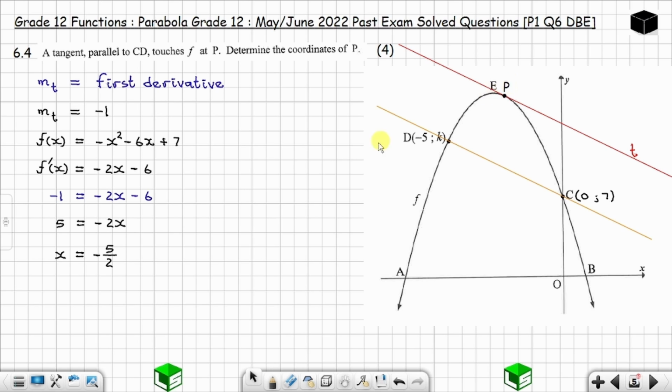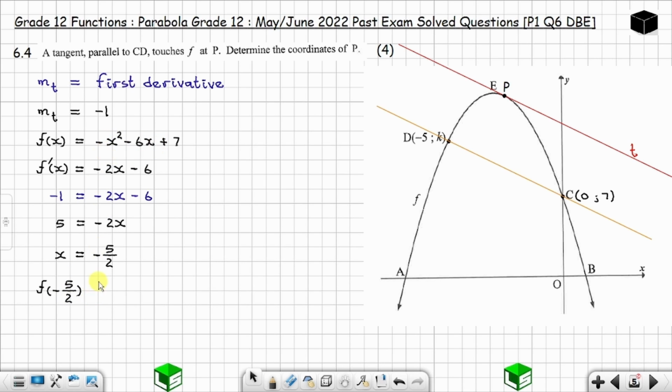Now you need the y coordinate of the point P. What are you going to do? You are going to take this value and plug it inside f of x to get the y coordinate. So you are going to take f of negative 5 over 2. You are going to plug negative 5 over 2 wherever you have x. So you have x there and you have x there.